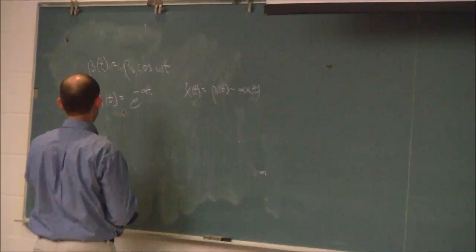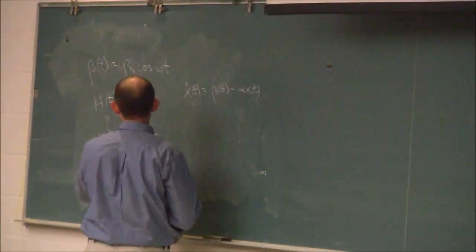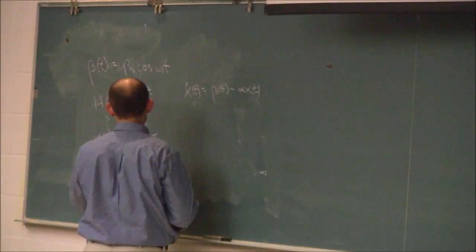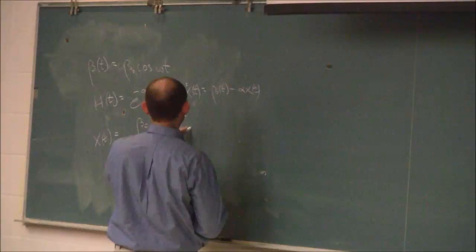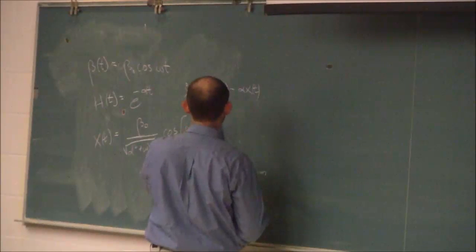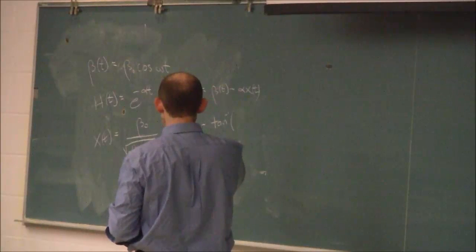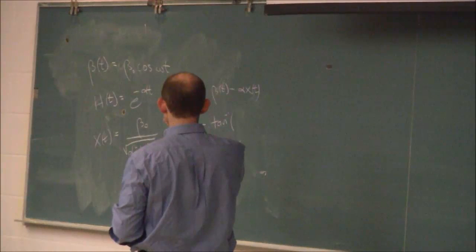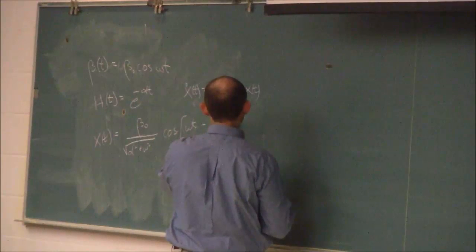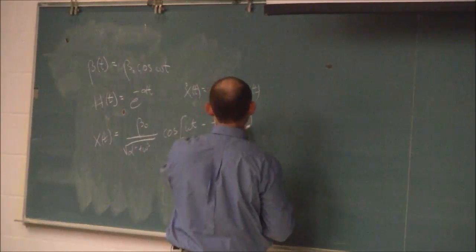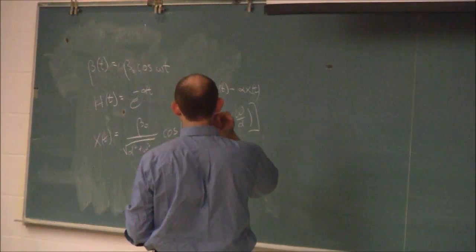And then our output was beta 0 over the square root of alpha squared plus omega squared, cosine of omega t minus the inverse tangent of omega over alpha. Okay.